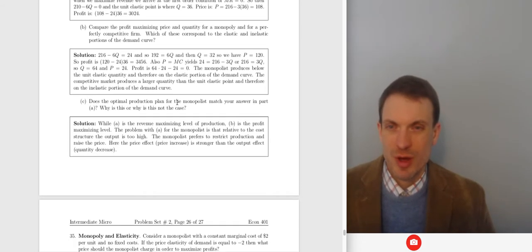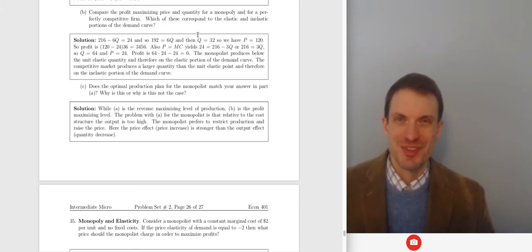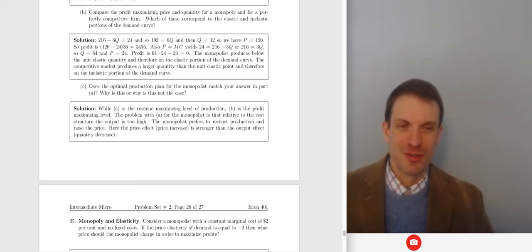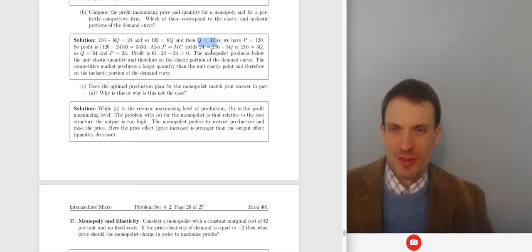Compare the profit and quantity for a monopoly and a perfectly competitive firm. Which of these correspond to the elastic and inelastic portion? I mean, you don't even need to do it. The monopoly is going to produce on the elastic portion, the competitive market as a whole on the inelastic portion. But to do this, you solve the monopoly problem. This is going to be where marginal revenue is equal to marginal cost. Solving, our monopoly quantity is going to be 32. Our monopoly price is going to be 120. Profits are 34.56. For the competitive market, price equals marginal cost, 24, is equal to the demand. This gives us a quantity of 64 in the market as a whole, a price of 24, and profits are 0.